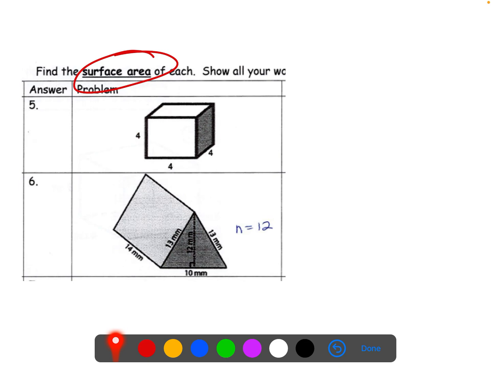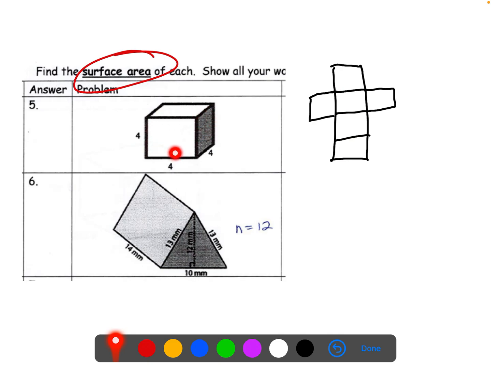Okay, so we're not talking about the size of or the amount of space inside, but instead the size of all the surfaces. This is where it is possible to draw a net of the figure, which would be something like this, which would have our top and bottom and our 4 sides. That would be a way to find the surface area.